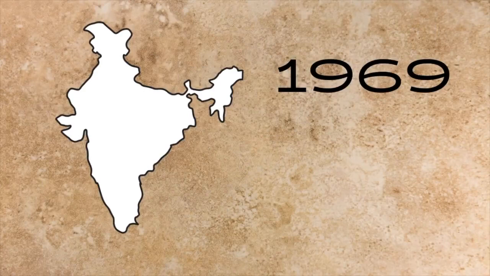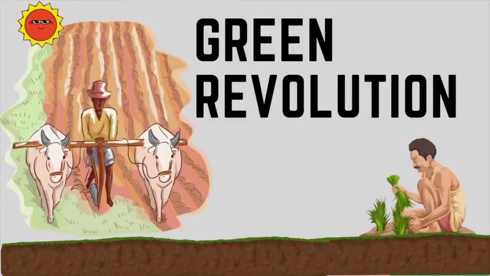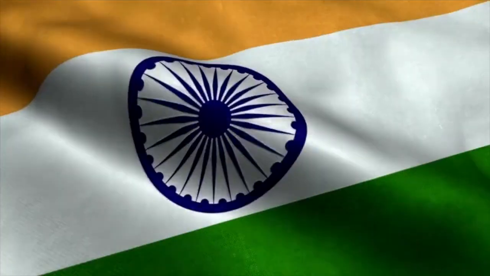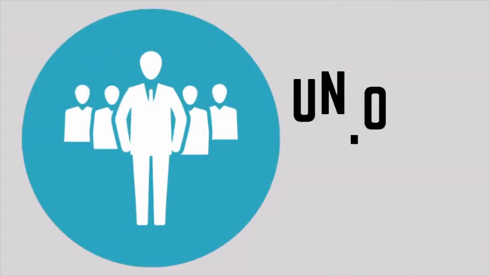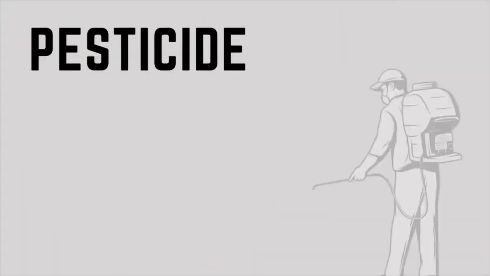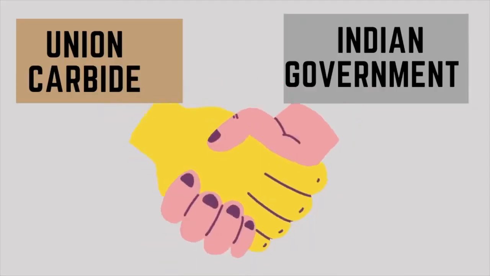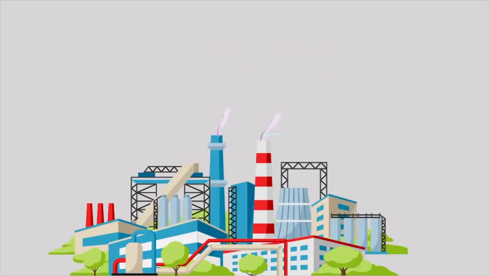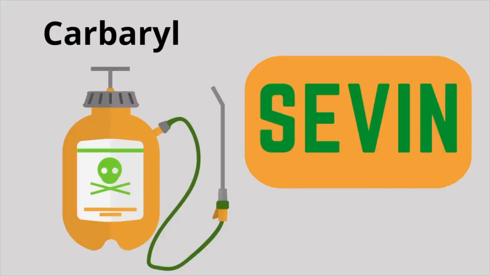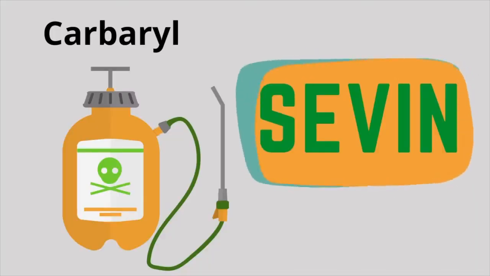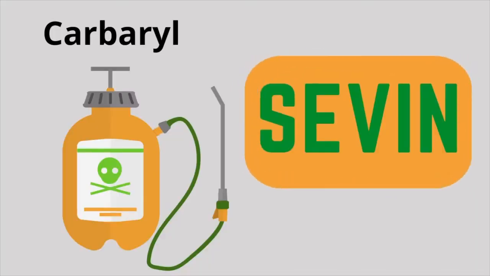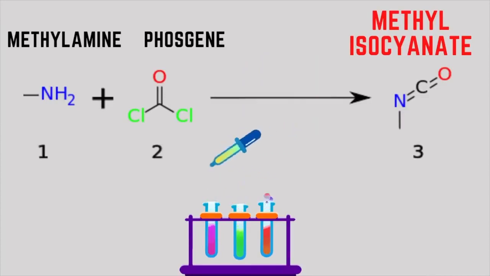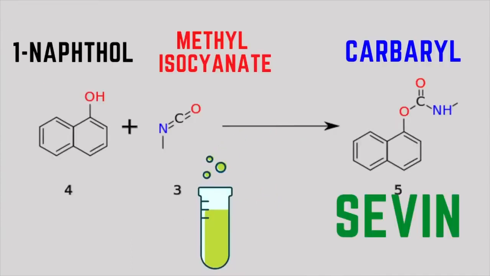The whole story started way back in 1969, when India was in the middle of the Green Revolution. The Indian government welcomed the Union Carbide Company, a leading pesticide manufacturer, with open arms. The company started its plant in Bhopal to produce a pesticide called carbaryl, under the brand name Sevin. The plant used a toxic gas known as methyl isocyanate as an intermediate for the production of Sevin.